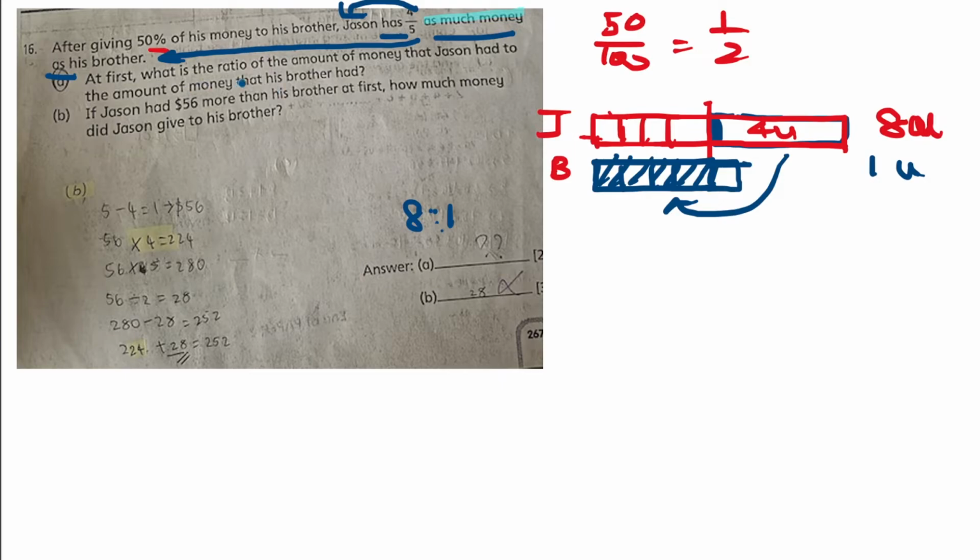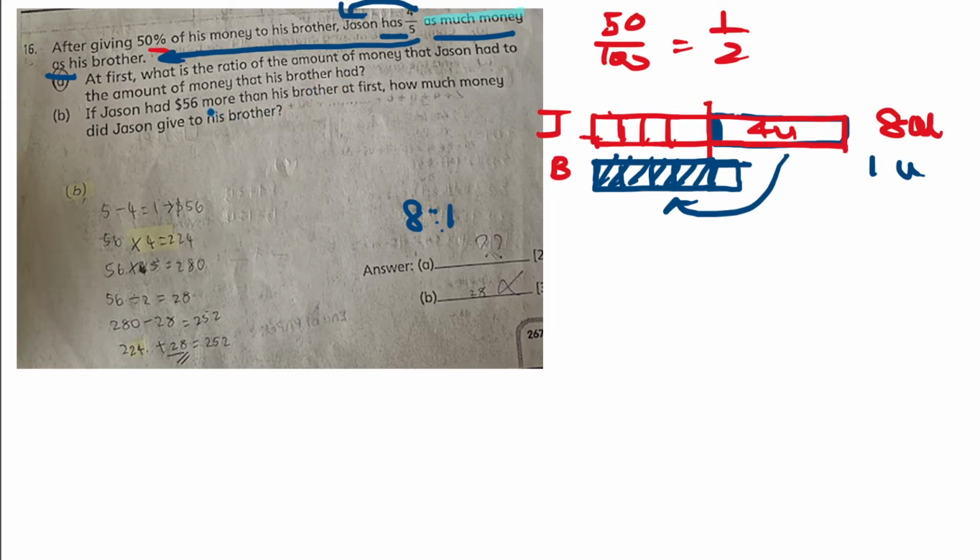Okay, write sentence, how to write. Just use back the question. You write the ratio of the amount of money that Jason had to the amount of money his brother had is 8:1. Okay, when you do your correction, I want to see you write the sentence.